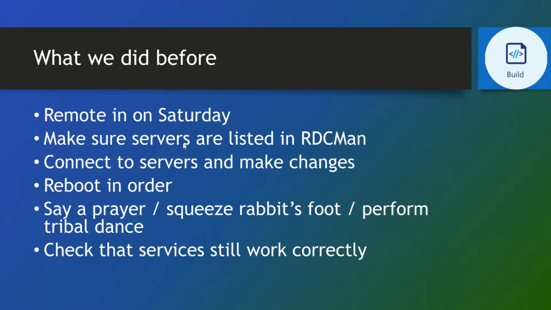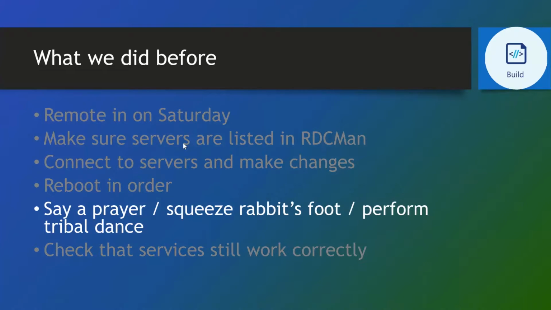So we connected the servers, we reboot them, hopefully in order if there's an application tier. And then we hope that we're lucky, so we might perform a little dance and just hope that when we press reboot, especially if we're working from home on Saturday, we don't have to go to work, because that's no fun. And then we check that services still work correctly, which usually means if it's something like SharePoint, we open the home page, because we're not application experts. We're just expected to maintain those applications. So of course, we ended up just hoping for the best. That was pretty much what we did, right?